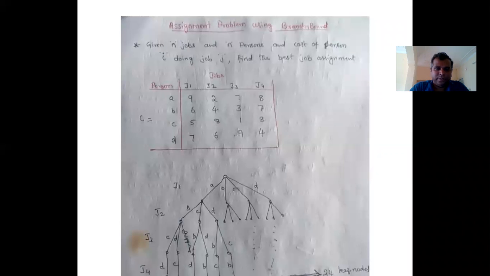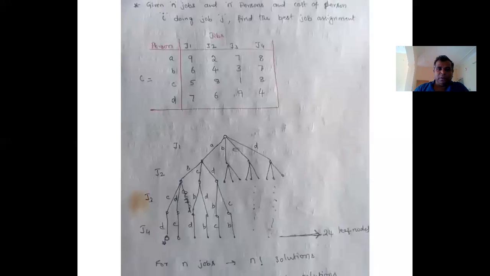In the given problem, I have considered four jobs: job 1, job 2, job 3, job 4, and four persons: A, B, C, D. If job 1 is assigned to person A, the cost is 9. If job 2 is assigned to person A, the cost is 2. Like that, the various assignments are given in the given graph.